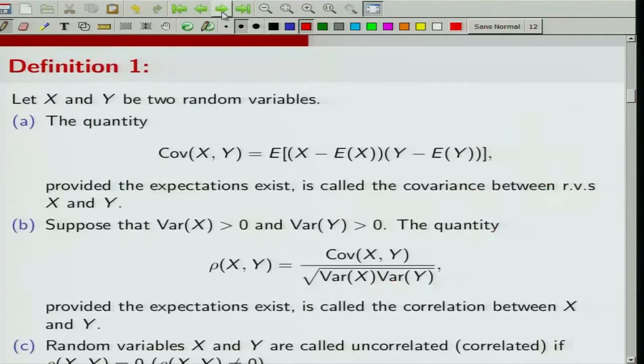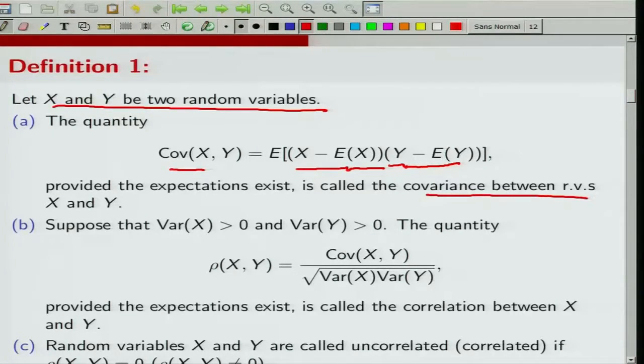So, let us move to the next slide. Now, let me define a function of two random variables, which is called the covariance between X and Y. Let X and Y be two random variables. The quantity which is the expected value of (X minus expected value of X) multiplied by (Y minus expected value of Y), if I take the expected value of the whole thing, is called the covariance between X and Y.